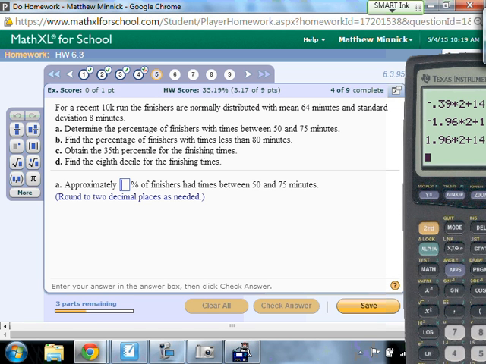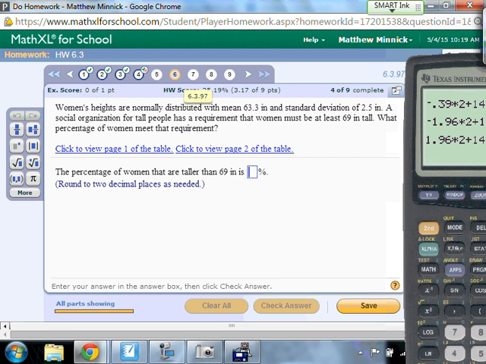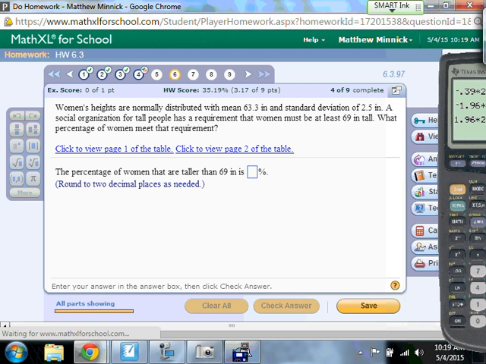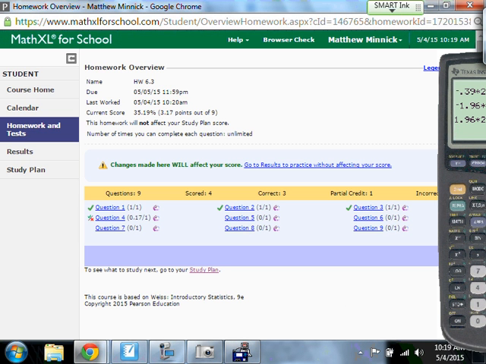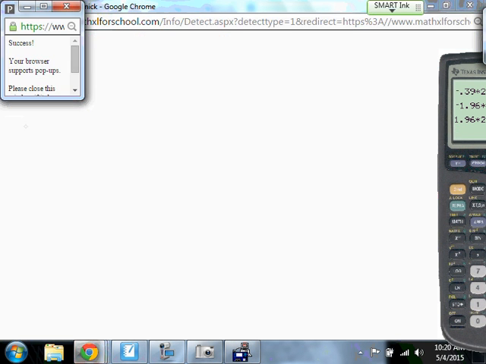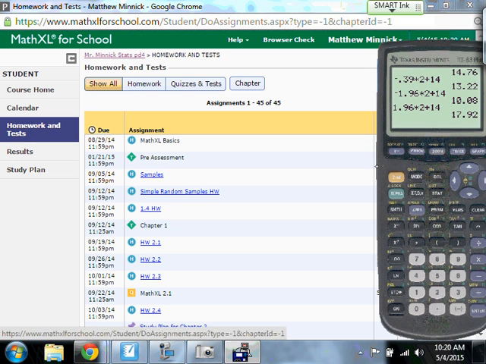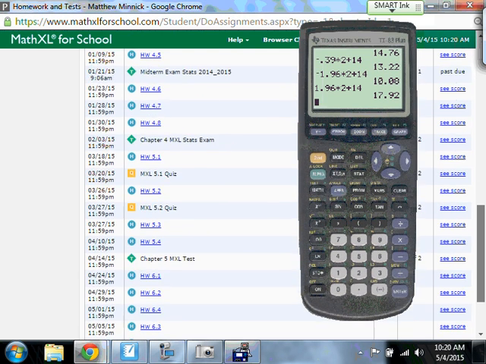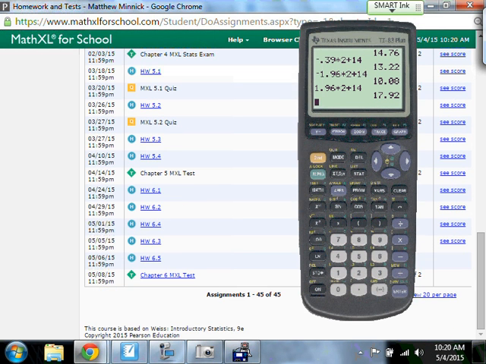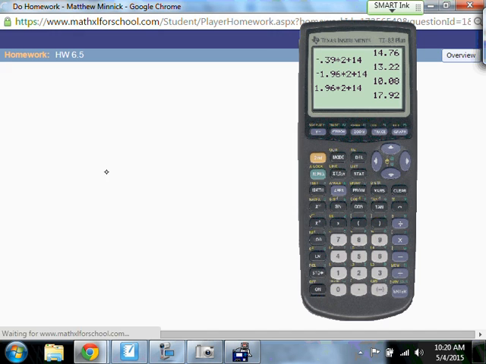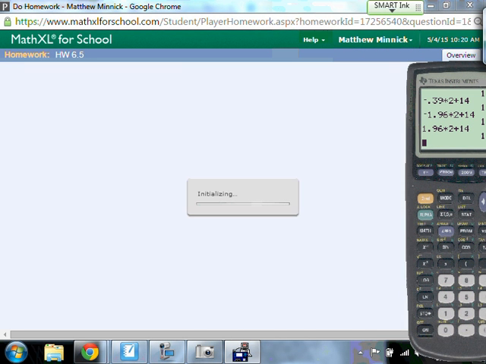Basically, we're just dealing with percentiles, finding z-scores and that kind of thing. So I think I'm going to go ahead and get out of 6.3 and go into 6.5. There is a Chapter 6 test out there. I wouldn't suggest trying that yet. 6.5, I hope it's a little easier.